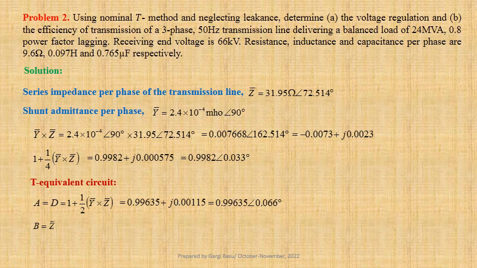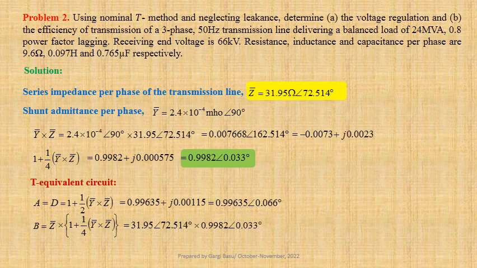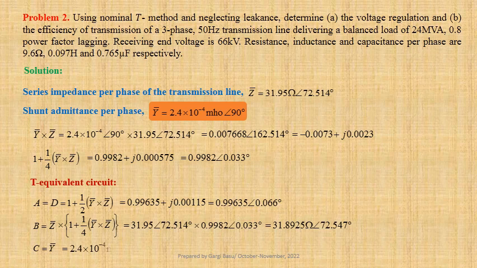B equals Z into 1 plus 1/4 of Y into Z. Using values we get 31.95 at an angle 72.514 degree into 0.9982 at an angle 0.033 degree. That gives us 31.8925 ohm at an angle 72.547 degree. And C equals Y, that is equal to 2.4 into 10 to the power minus 4 mho at an angle 90 degree.